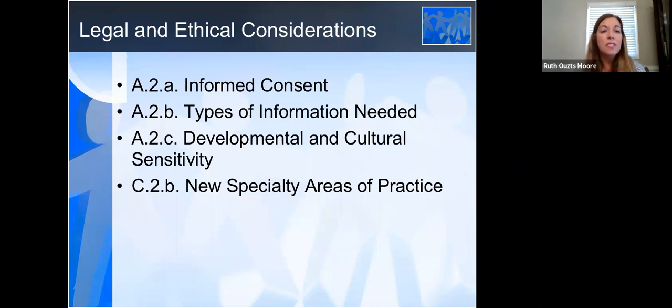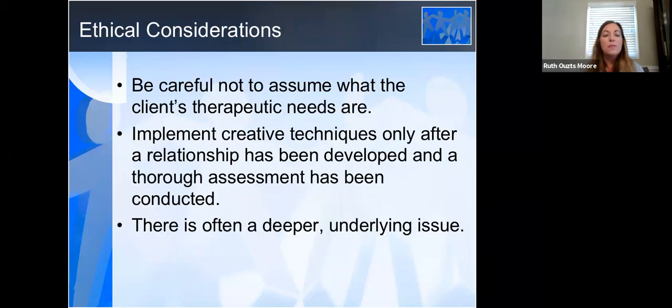The other thing I just wanted to say is, next slide, Jordan. Be careful not to assume what the client's therapeutic needs are. We don't want to get so caught up in, oh, I've got this great activity, I bought this new pretty tassel and I want to use it with this client. That might not be what the client needs at this point. We only want to implement creative techniques and strategies after a relationship has been developed and a thorough assessment has been conducted, because there could be something else going on.